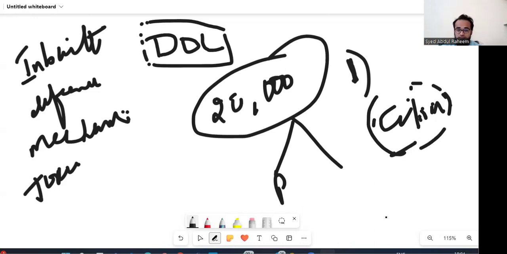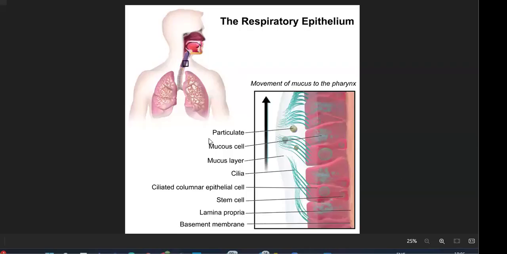Okay, so let's see the image of the cilia. So you can see that this is the cilia. If this is the airway, okay, movement of mucus to the pharynx. So this is the particle. Okay, this is the mucus cell. This is the mucus layer. This is the cilia, epithelial cell, because every organ, mostly the respiratory system, as you already studied in anatomy and physiology, lungs and stomach are all covered with epithelial cells.